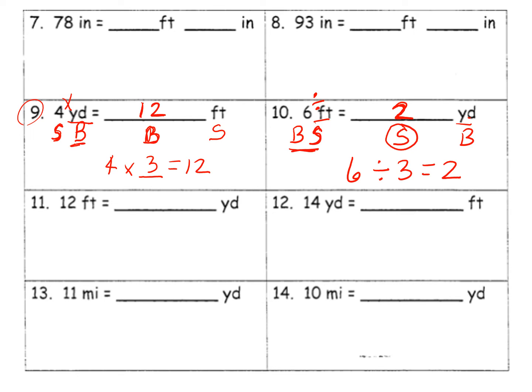Again, a big and small on both sides. So let's do feet are smaller than yards. If I have a B here, I need an S. So I'm looking for a small number. This number is big. How do I make a number smaller? We make a number smaller by dividing. 12 divided by how many feet in 1 yard? The answer to that is 3. So 12 divided by 3 is 4 yards.